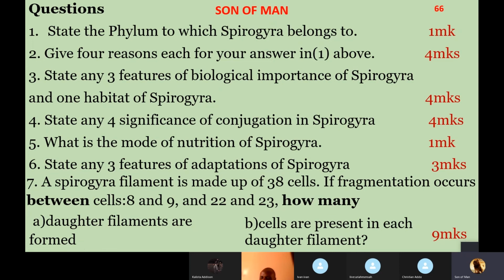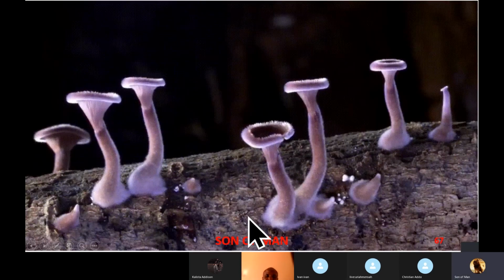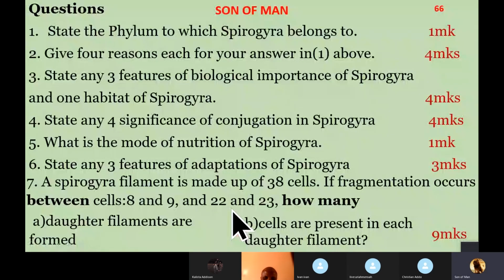Calista, do you understand what Christian did? Mary, do you understand it? Yes, please. All right. How are you, Calista? And Ivan, I also want to hear your voice, but your mic has been muted all throughout. Calista, do you get it? Yes. Very good. So that is 9 marks. So the first 3 goes for A, and the second 6 goes for B. So that is Spirogyra.